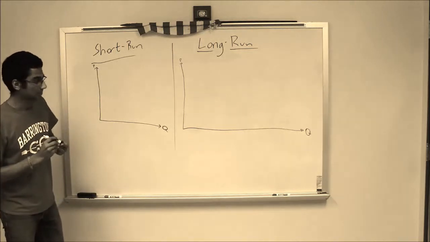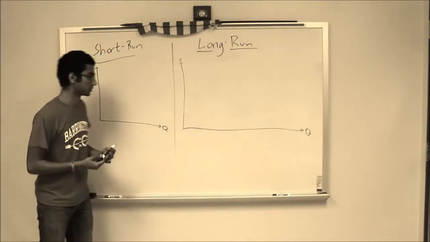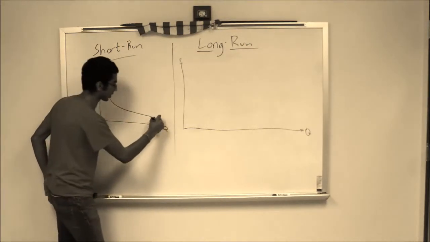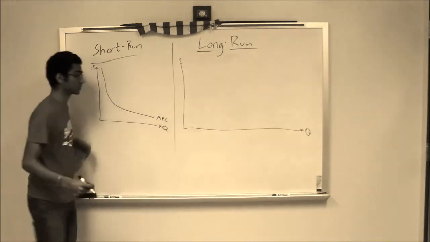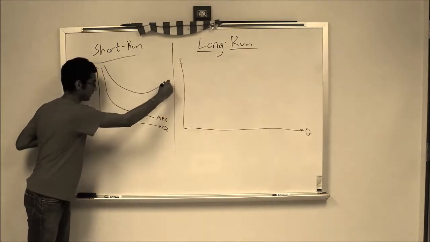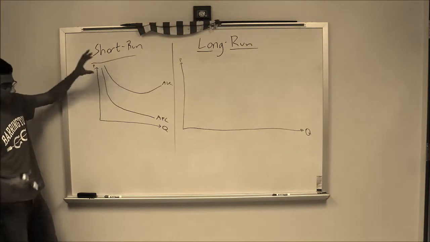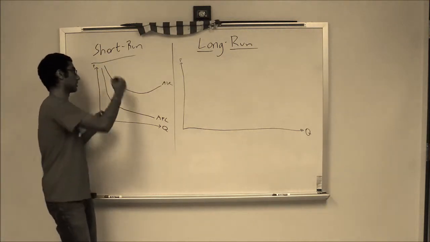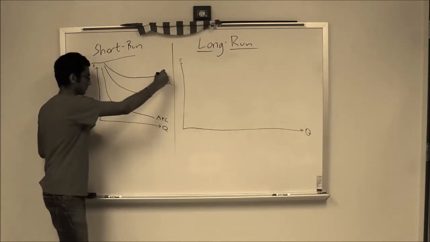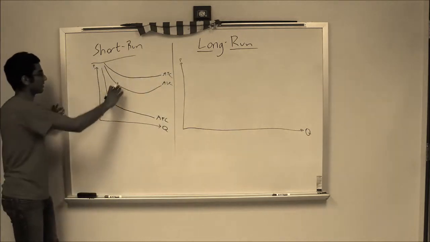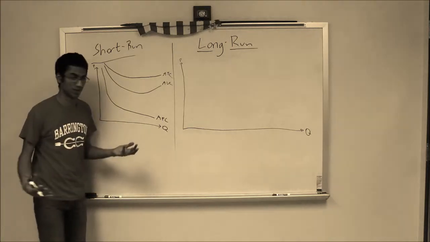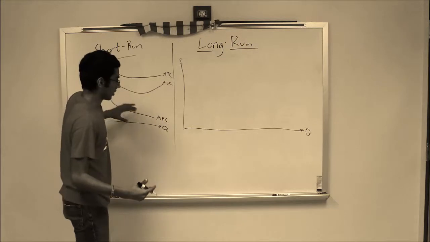So the difference between these two is that, first of all, since there's a fixed resource, we can draw in an AFC curve, so an average fixed cost curve. And since there are also variable resources, we can have an AVC curve. Now there's an average total cost curve, which is the really important one. The distance between these two curves over here is the same as the average fixed cost because that doesn't change.